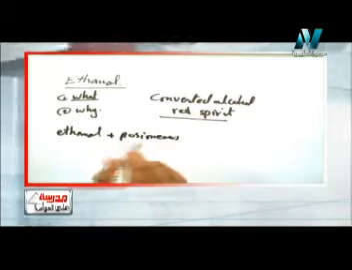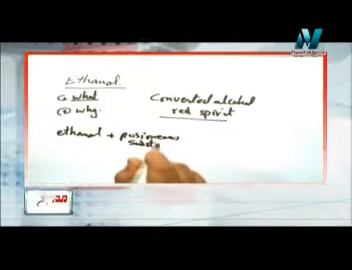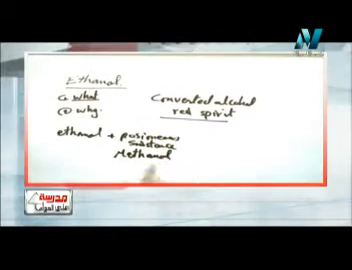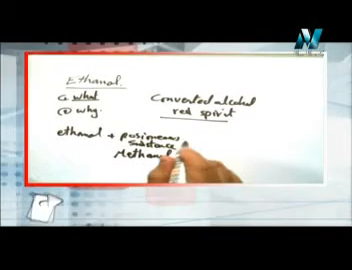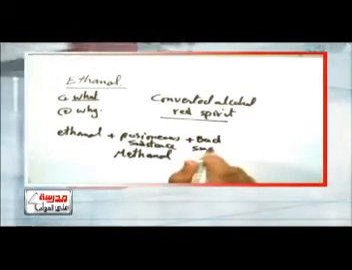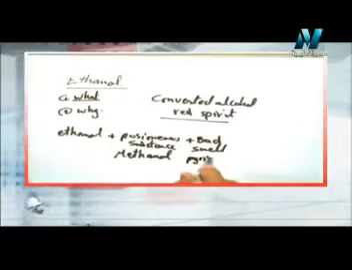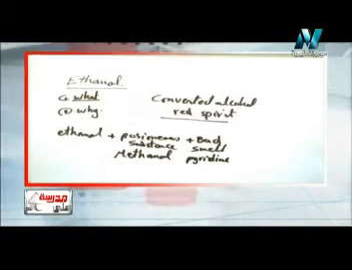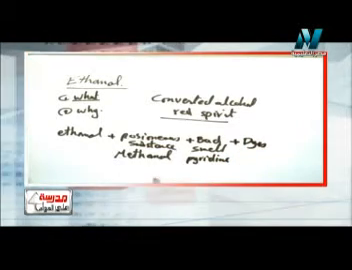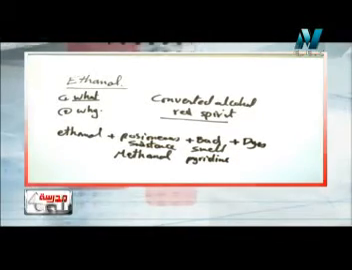Ethanol, added poisonous substance, such as methanol. It causes blindness and madness. Also a bad smell substance, such as pyridine or palm oil, and dyes. This is why red spirit has a red color.